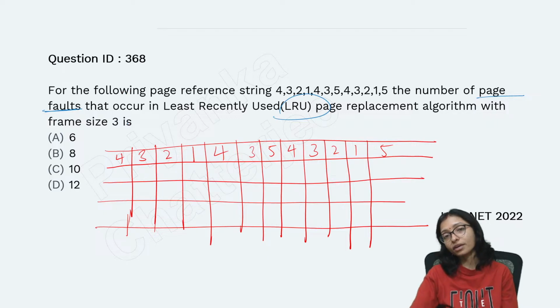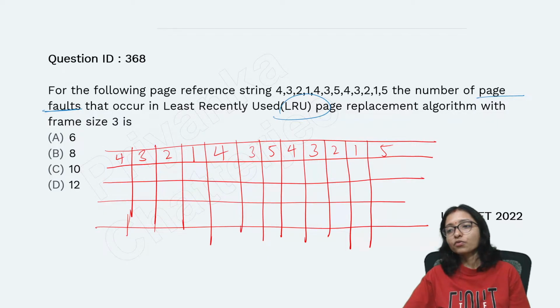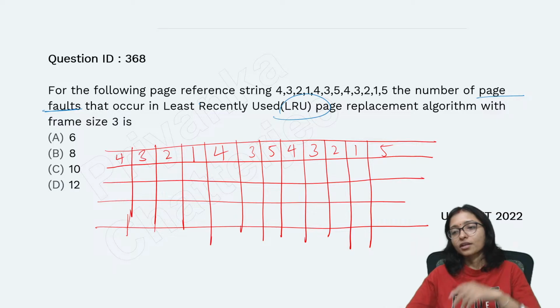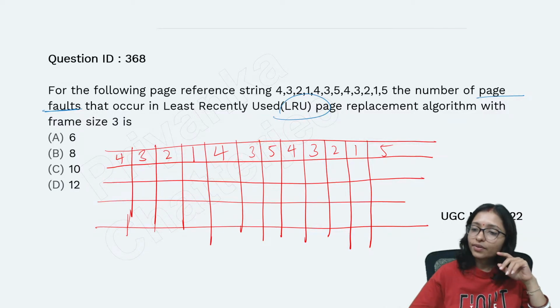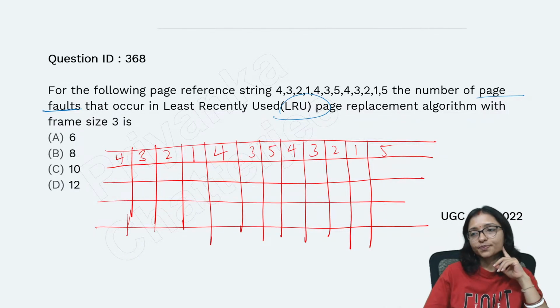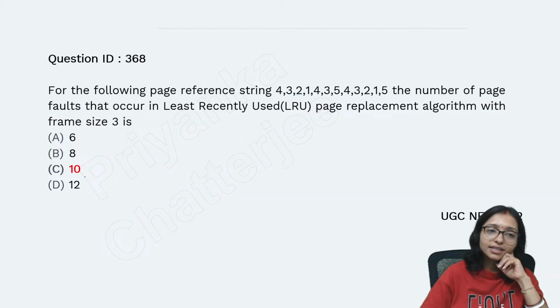Mostly students make mistakes with FIFO. FIFO and LRU are not the same. Answers are coming. Yeah, the answer is 10 only.